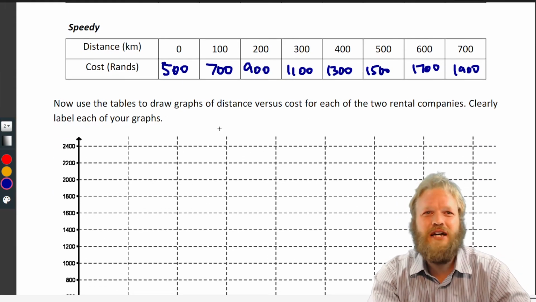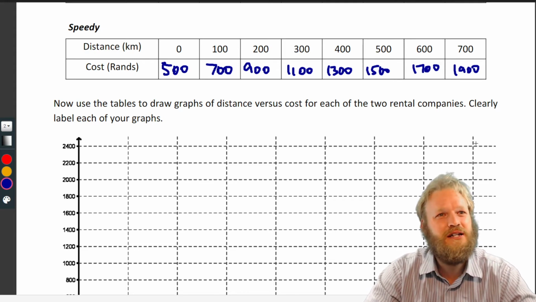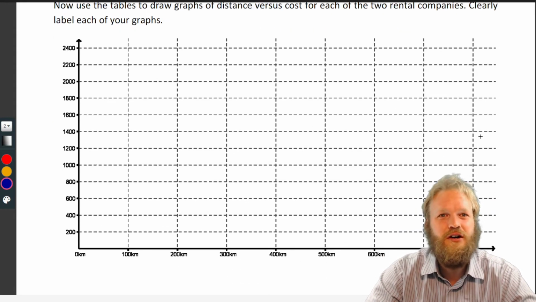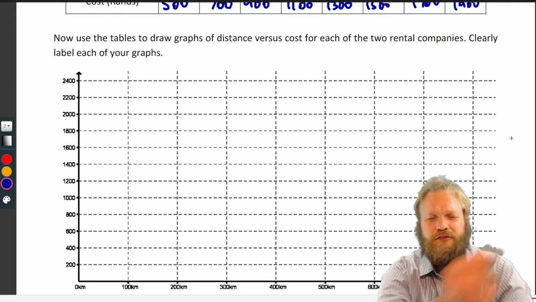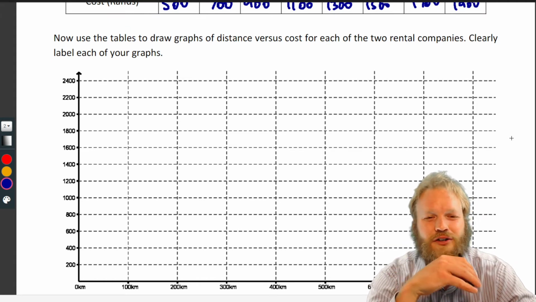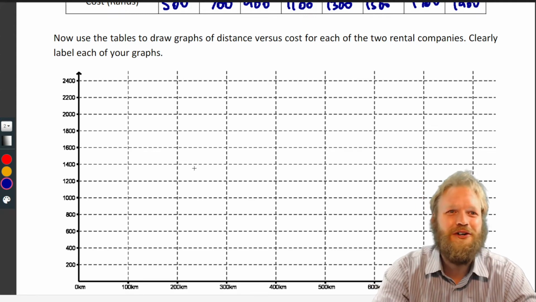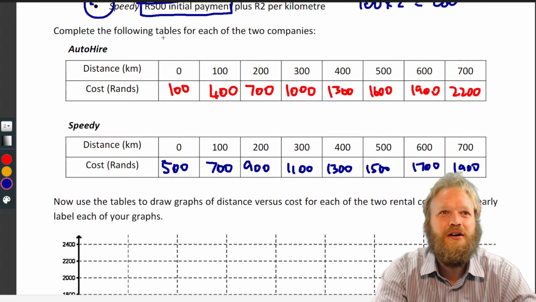Now use your table to draw the graphs of distance versus cost for each of the two rental companies. Clearly label each of your graphs. Right, I'm going to give you a chance to do that, and put a whip-de-doo or something when you've given it a go. Whip-de-doo, right? So let's start with Auto Hire.